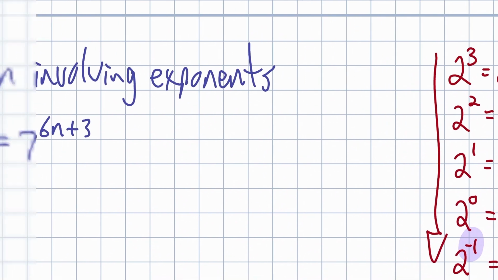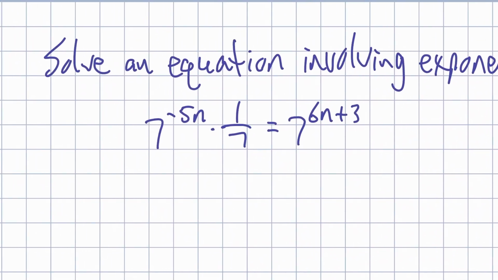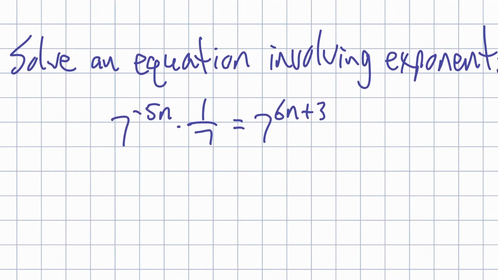So over here, there's more than one way to solve this equation, but I think that the quickest way to get started is to recognize that you can write this expression using an exponent rather than a fraction. So I'll have 7 to the -5n power times 7 to the -1 power. The negative means, well, really, we're dividing the 7.